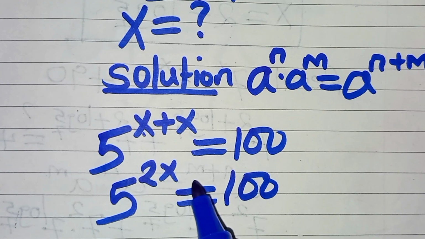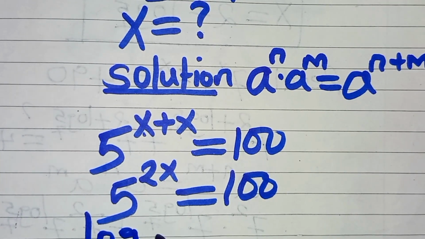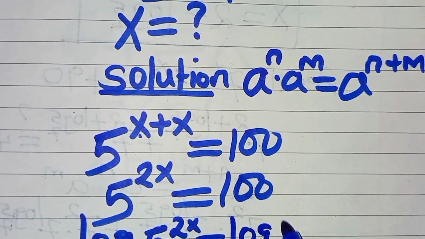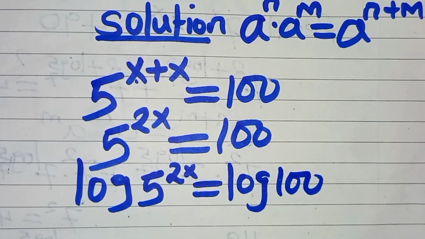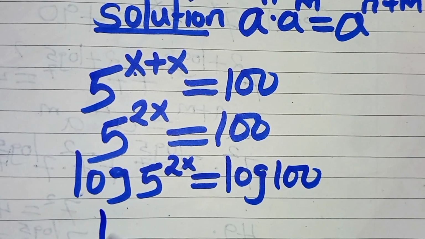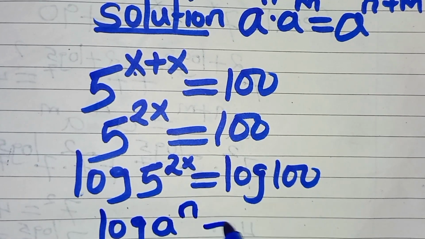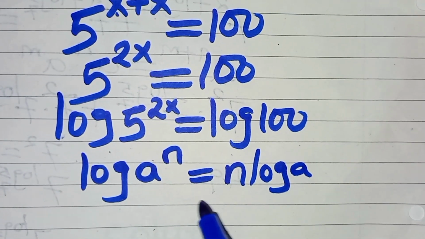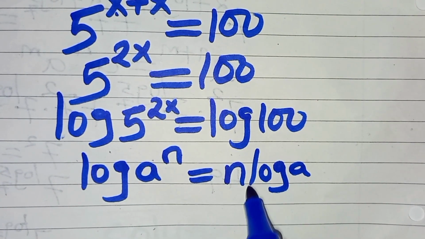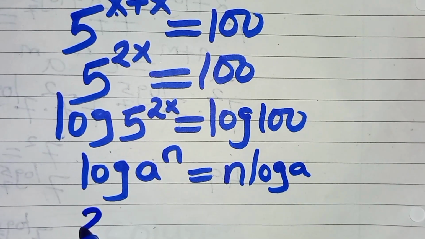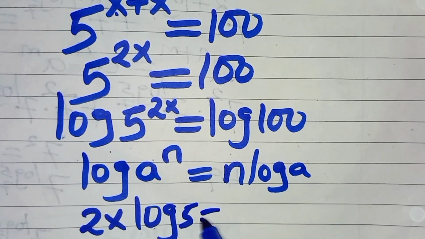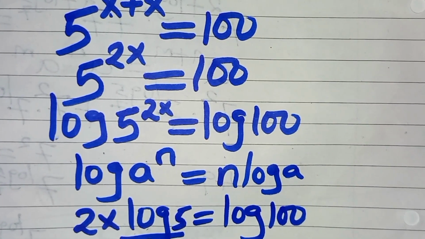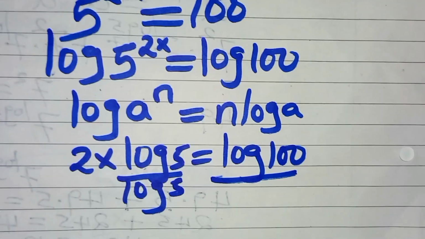To solve for the value of x, we introduce the natural logarithm on both sides. So log 5 to power 2x is equal to log 100. Now, log 5 to power 2x is in the form of log a to power n, which we can express as n log a. Applying this logarithm power rule, log 5 to power 2x becomes 2x log 5, which is equal to log 100. So let's divide both sides by log 5.